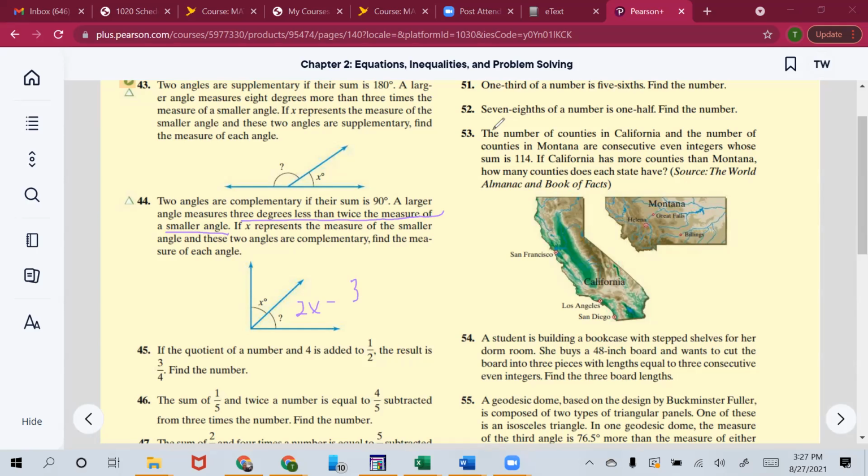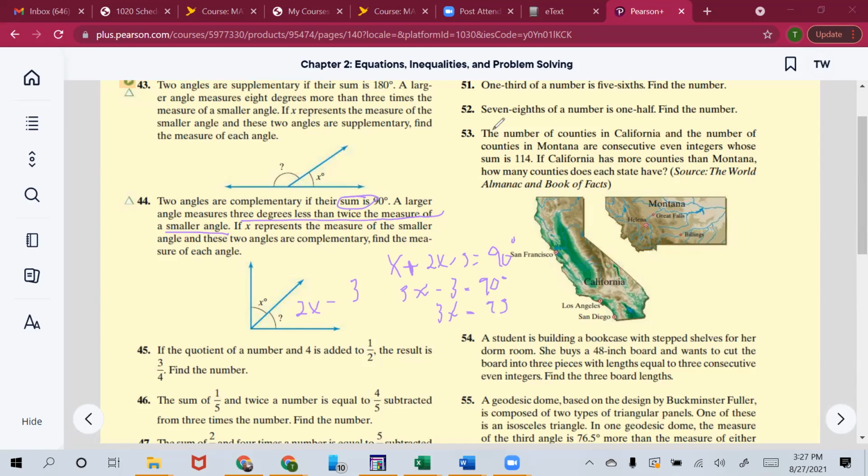And I know that these 2 angles are complementary, so their sum is 90 degrees. So if I take x and I add to it 2x minus 3, that's going to be equal to 90. So x plus 2x is 3x, combining my like terms. Now let's add 3 to both sides. If I add 3 to both sides, it's going to cancel out on the left side and I'm going to have 93 on the right side.